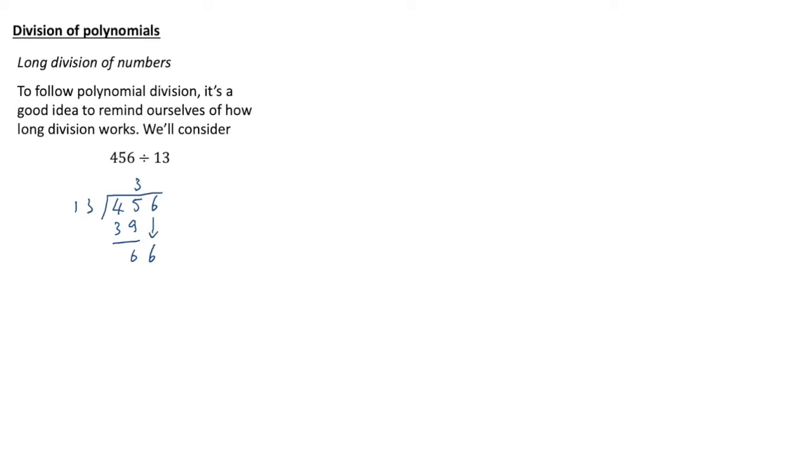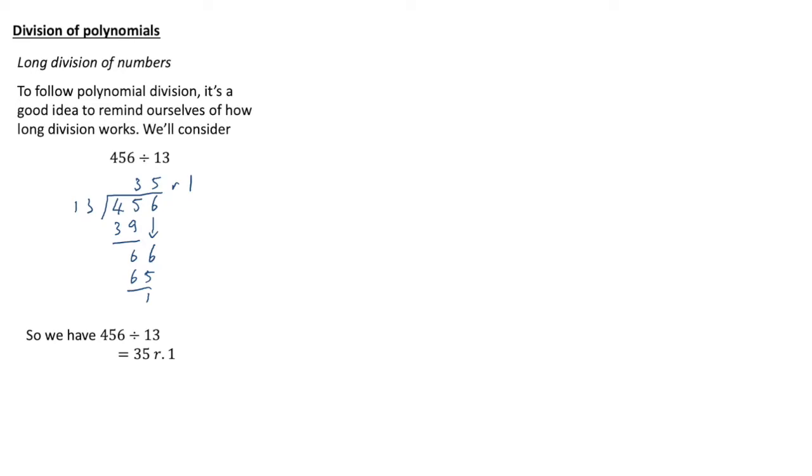We then think about how many 13s will go into 66, and in fact 5 13s is 65, so we have 5 up at the top there for the answer and 65 there, and there is 1 left over, and we might write that as remainder 1. So we could say that 456 divided by 13 is 35 remainder 1. So that's written there.